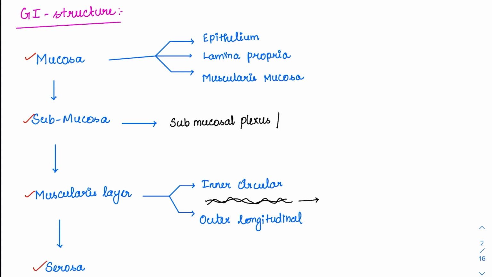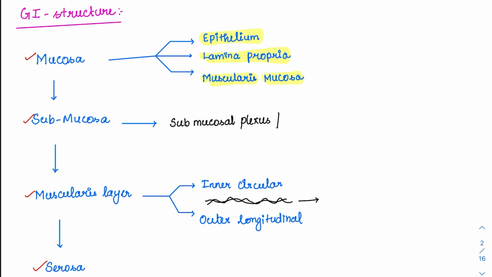In this mucosa itself, there are further divisions. It is further divided into the superficial epithelium, followed by the lamina propria, and there is some muscular layer inside the mucosa itself. That is called the muscularis mucosa. Since it is there in the mucosa, it is a muscular layer also.